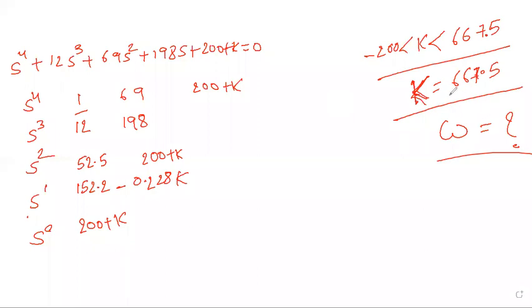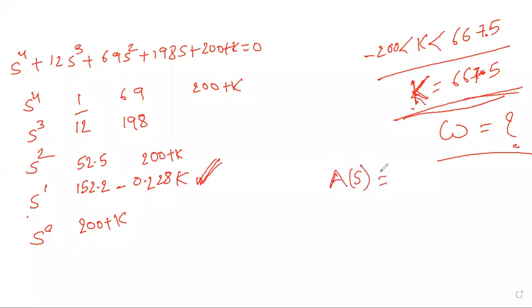So how do we find the frequency? For k equal to 667.5, what is the value of this element? 0. If it is 0, that means row of all zeros, then what is the auxiliary equation now?